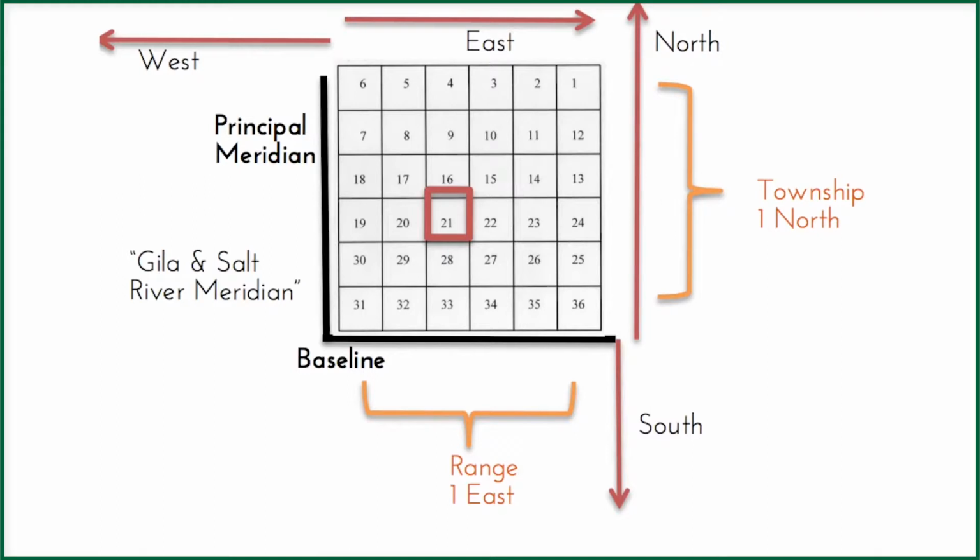Note that the principal meridian is not actually labeled with a PM, but is abbreviated to the initials of the principal meridian's name. There are 37 principal meridians in total, and all have unique names. For a list of these, see pmproject.org. The meridian we are dealing with today is called the Gila Salt River Meridian.